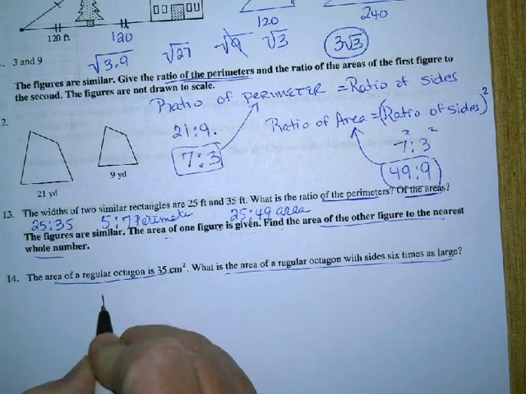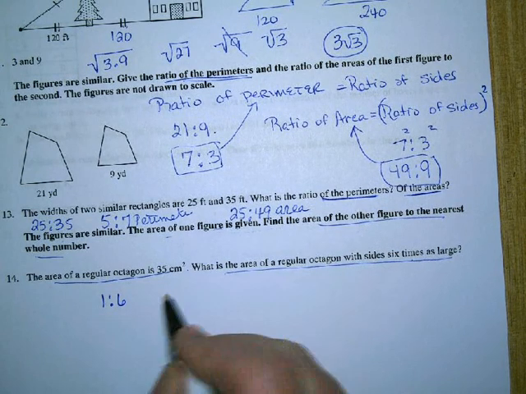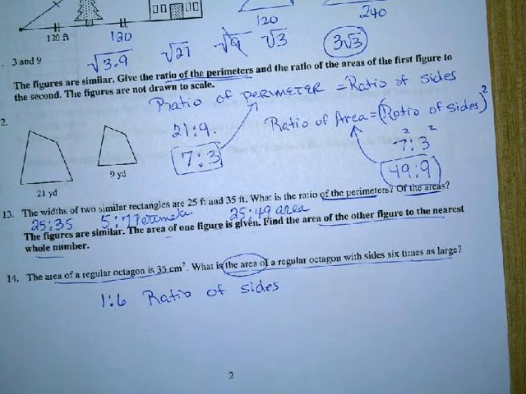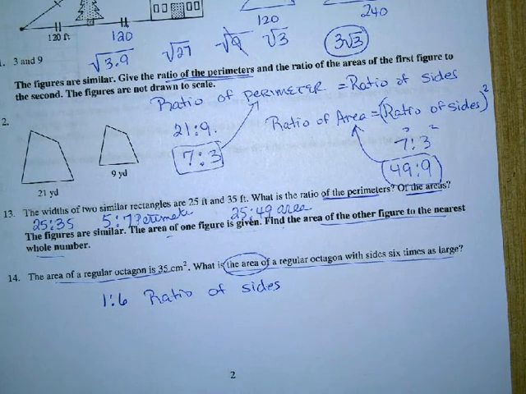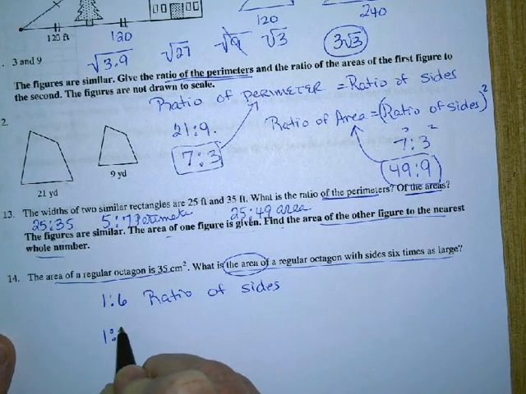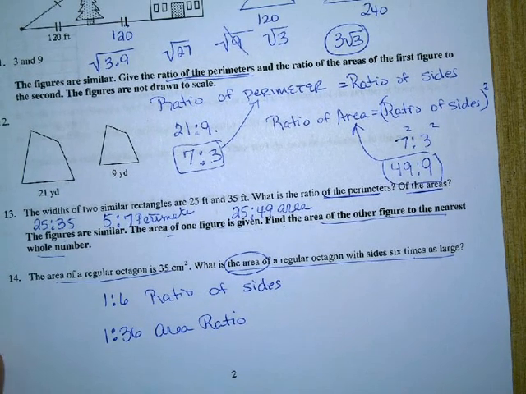Now that's not the answer to the question, that's just going to help me get the answer to the question. That's the ratio of the sides. I need the ratio of the areas. So what do I do to come up with the ratio of the areas? So 1 squared is 1 and 6 squared is 36, so the area ratio is given here. So that means my new figure has 36 times the area as my old figure. So what's my old figure's area? Okay.